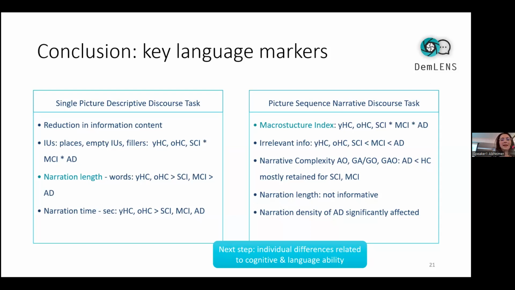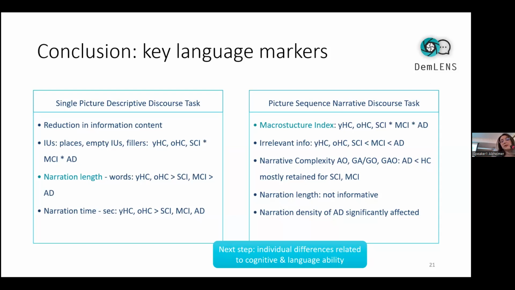And narrative complexity is a bit more tricky in that you see that certain things are preserved, change a little bit from healthy aging to the two preclinical stages of AD, but a lot of the ability is quite retained. So they don't do that badly, except when you're looking at the more complex sequence of goal, attempt, outcome. Narration length in this case will not be particularly informative, whereas narration density will help you to single out AD individuals. So what is the next step?